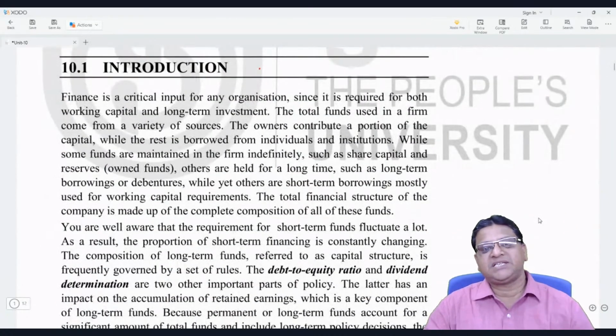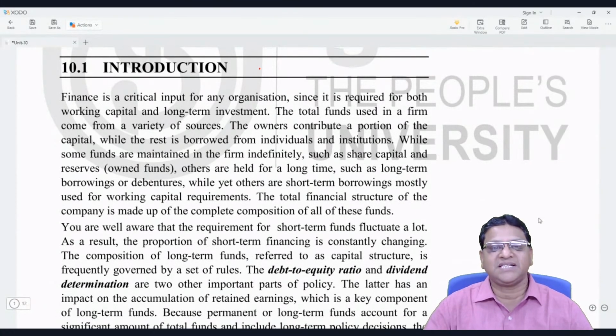Friends, business needs finance. Finance is required for business for two purposes. First purpose is for establishing the business, and the second purpose is for running the business. The capital required for establishing the business is required for long-term purpose, and the capital required for running the business is required for a short period of time. Hence, the funds requirement of an organization may be divided into two parts: long-term funds and short-term funds.